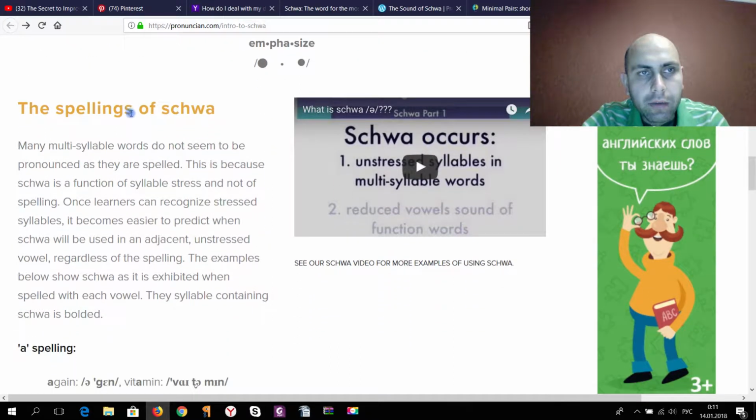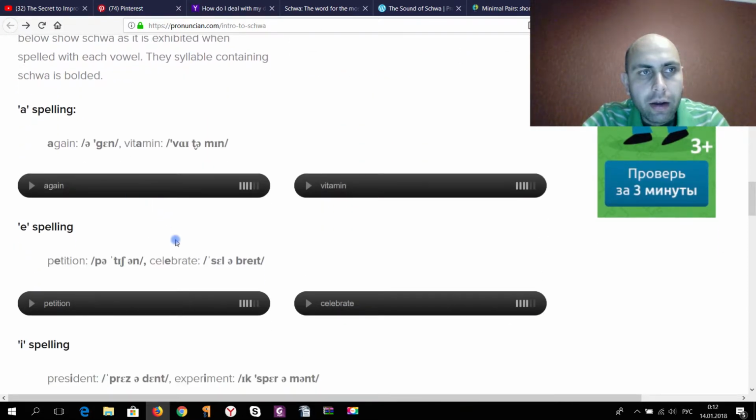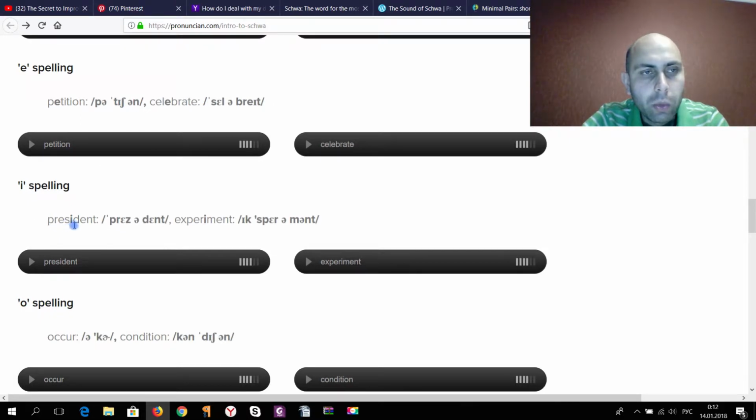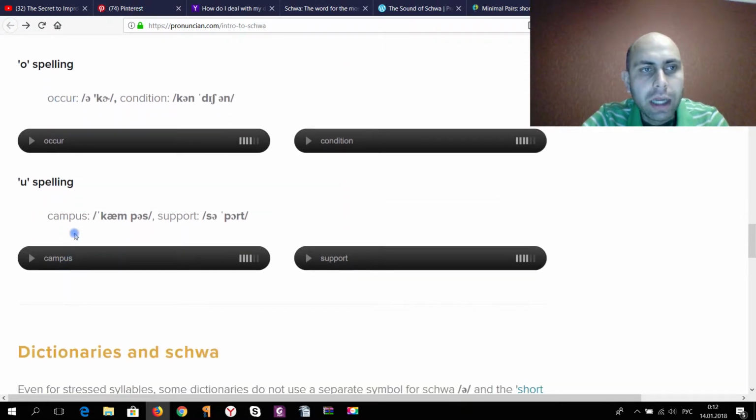Then it gives you the spelling patterns for schwa, and it says that virtually any vowel can turn into a schwa in an unstressed position. A can be a schwa in words like again or vitamin. E can be a schwa in words like petition or celebrate. I can be a schwa in words like president or experiment. O can be a schwa in words like occur or condition. U can be a schwa in words like campus or support.